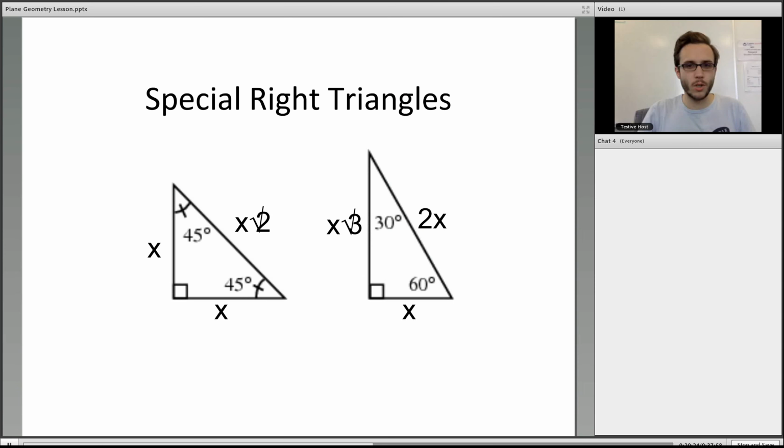Okay, so there are a couple special right triangles. There's not much for me to say about these other than that you need to write these down. You need to remember these. Really just commit them to memory because you're going to need to use these relationships on the test.